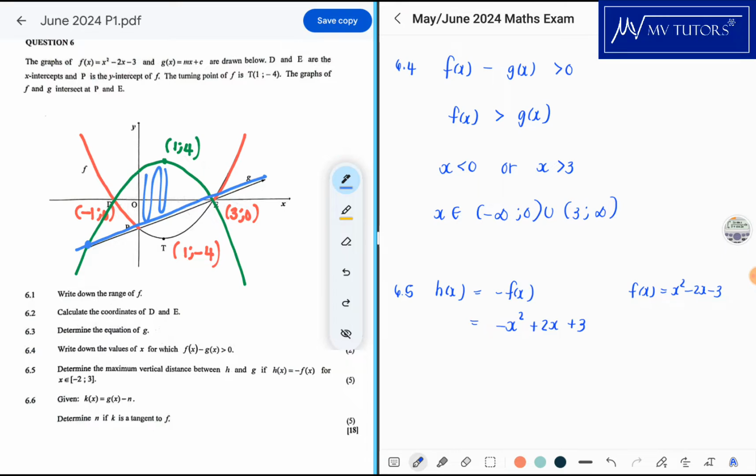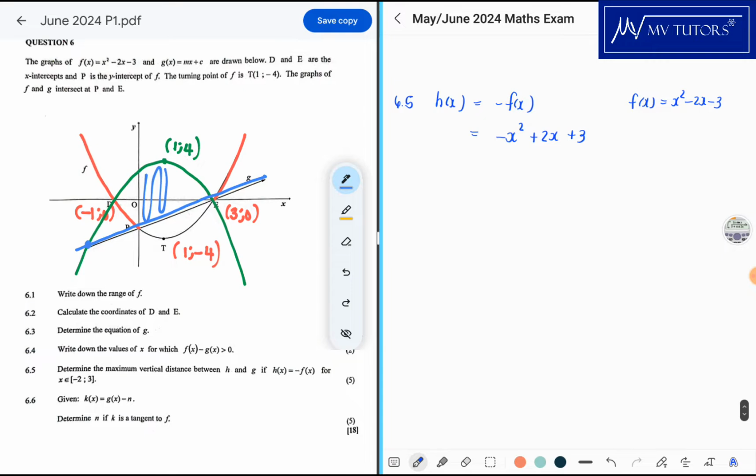Now, how do I calculate that? If you forgot, as soon as you hear maximum, minimum, you should think calculus. But what if you forgot about calculus? Well, what I would suggest you do, which is a very long way of doing it, but it's 5 marks, is put the function of h of x, put the function of g of x, and then get the difference between h and g.